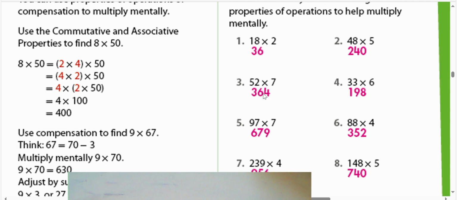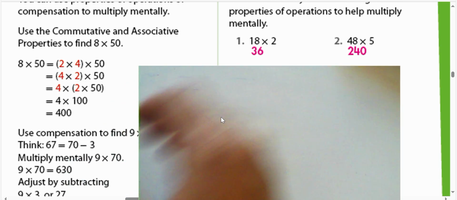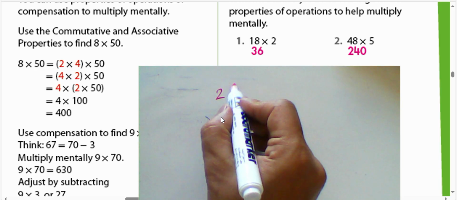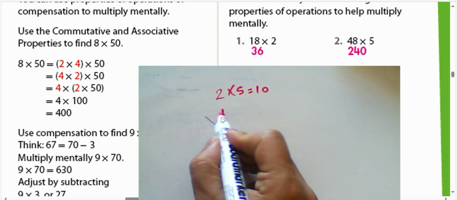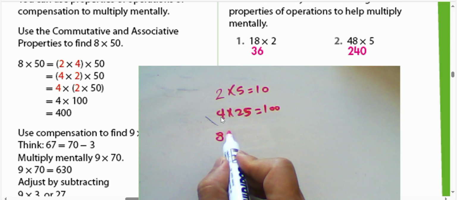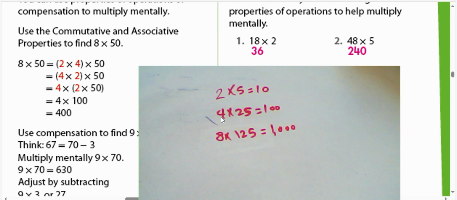You can find the result also like this. As 50, we can write it 2 times 4, 4 times 50 equal 100. And let's use this method. Look at here. You must know this property. 2 times 5 equal 10. 4 times 25 equal 100. And 8 times 125 equal 1000. Okay.